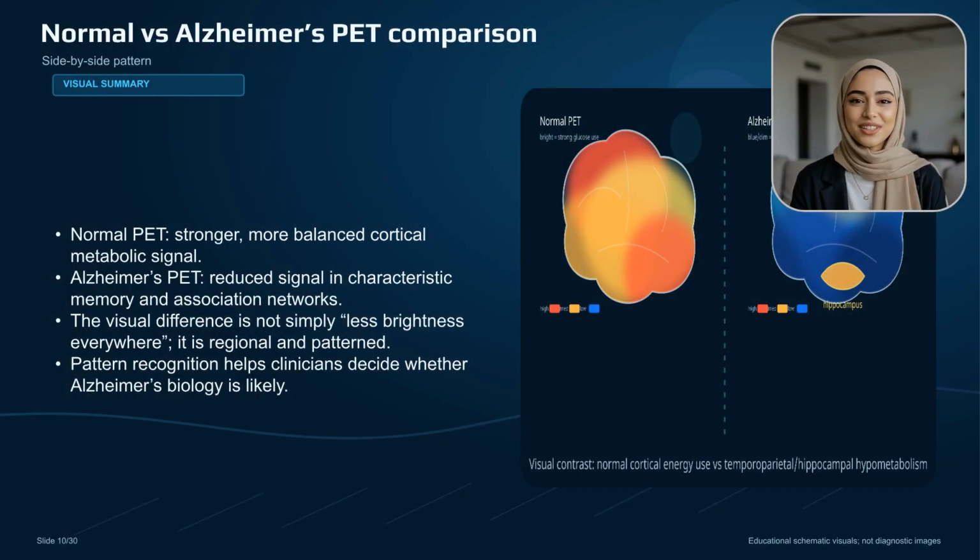Comparing normal and Alzheimer's PET scans shows a clear contrast. Normal scans exhibit strong, balanced cortical metabolic signals. Alzheimer's shows reduced signals in memory and association networks, forming a characteristic regional pattern.